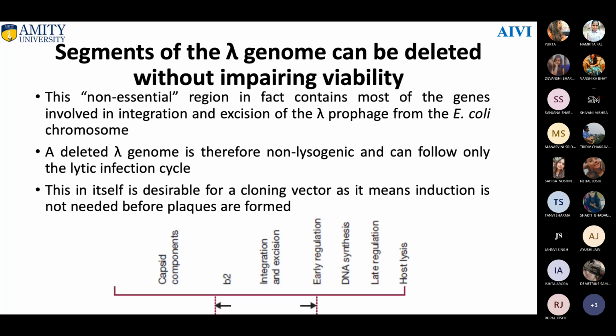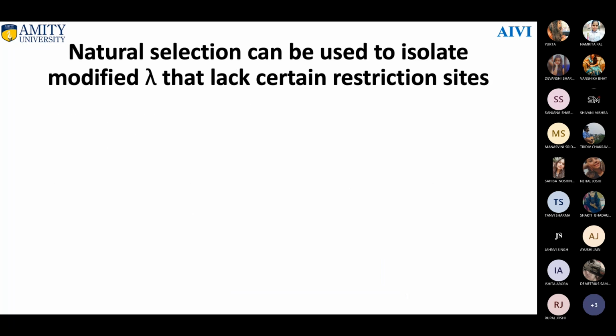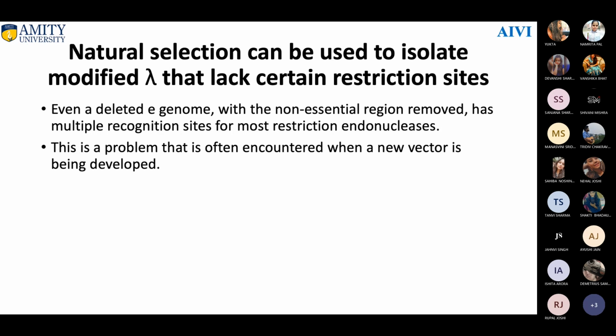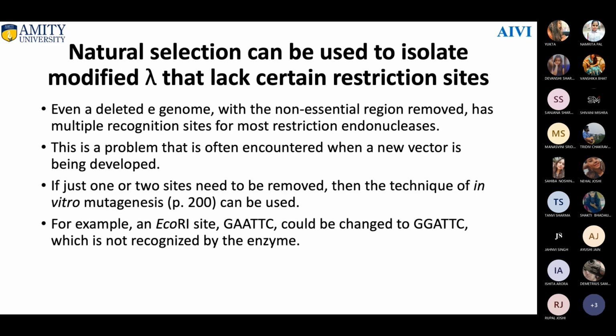So these are the season capsid, this B2 integration and exchange, is all being removed. So now you have removed. So now comes the selection. Natural selection can be used to isolate lambda phage that lack certain restriction sites. So what is this natural selection? Even a deleted lambda genome with non-essential region removed has multiple recognition sites.